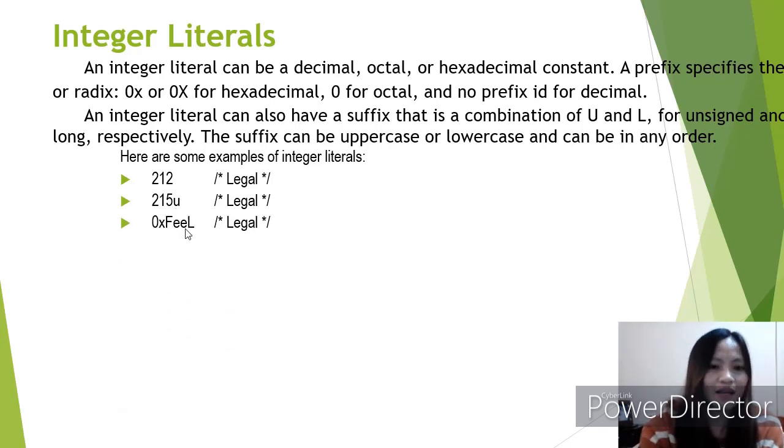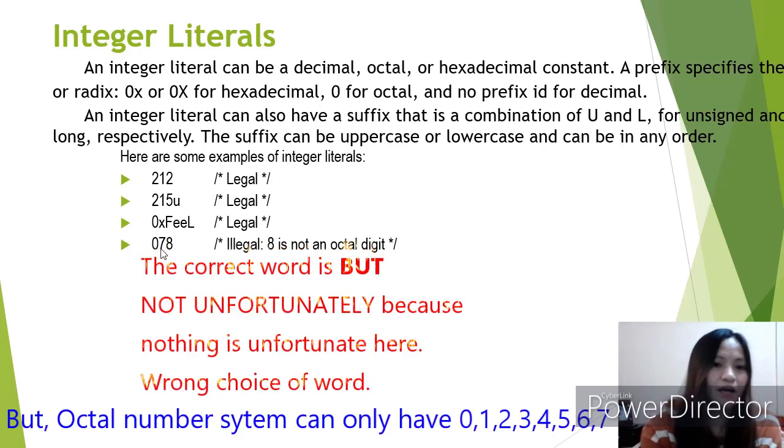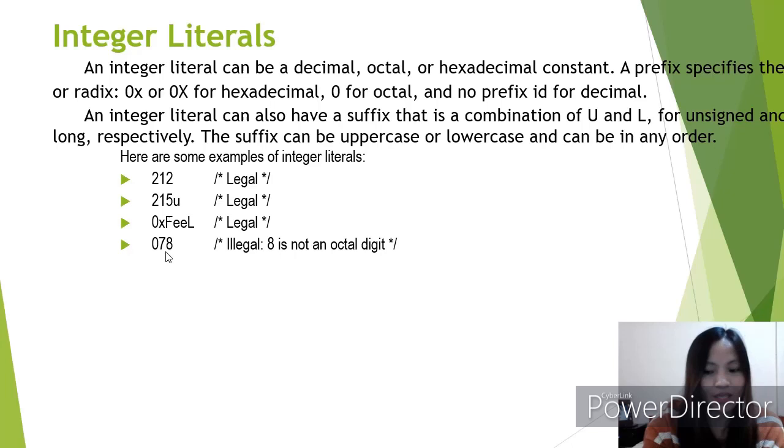So therefore, this is a decimal number, unsigned decimal number. And then, 0xFeeL is a hexadecimal number, long. And then, this is illegal because it says here that it is an octal number. Unfortunately, if it is an octal number, it should only have the digits 0, 1, 2, 3, 4, 5, 6, and 7, which I already explained during our online class.